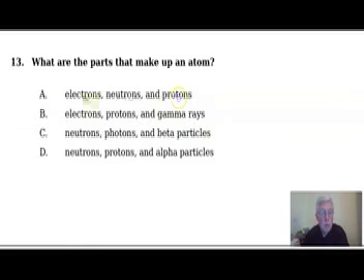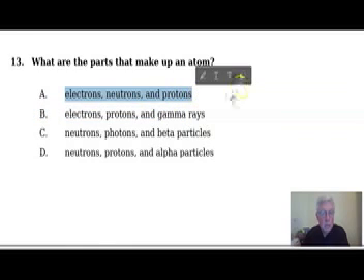Electrons, neutrons, and protons. That's a pretty good answer. Electrons, protons, and gamma rays. Not so much. Neutrons, photons, and beta particles. Now, these are all real things, but they don't necessarily make up an atom. Neutrons, protons, and alpha particles. Again, these are real things, but that's not the right answer. The best answer is electrons, neutrons, and protons.